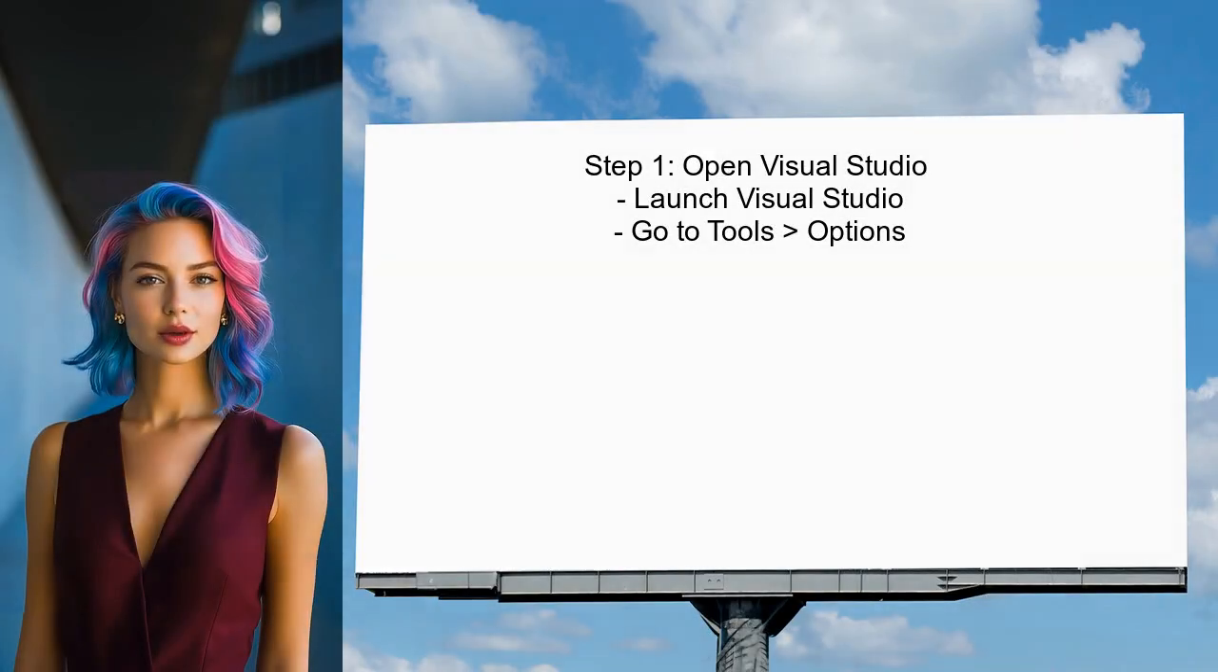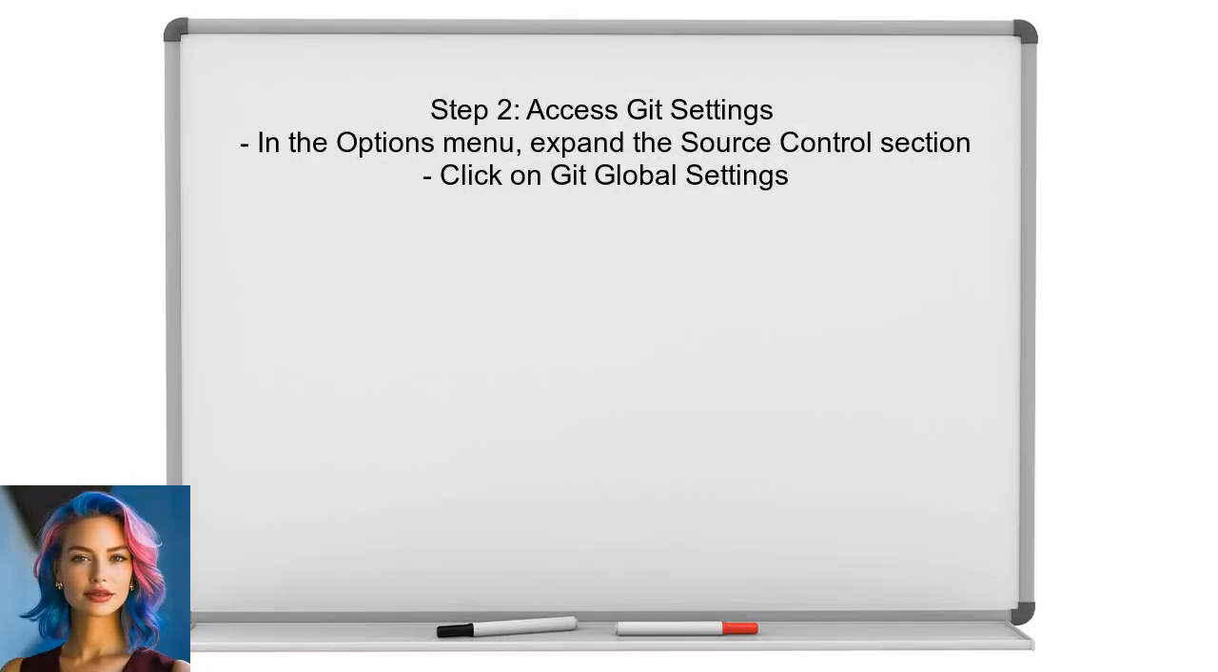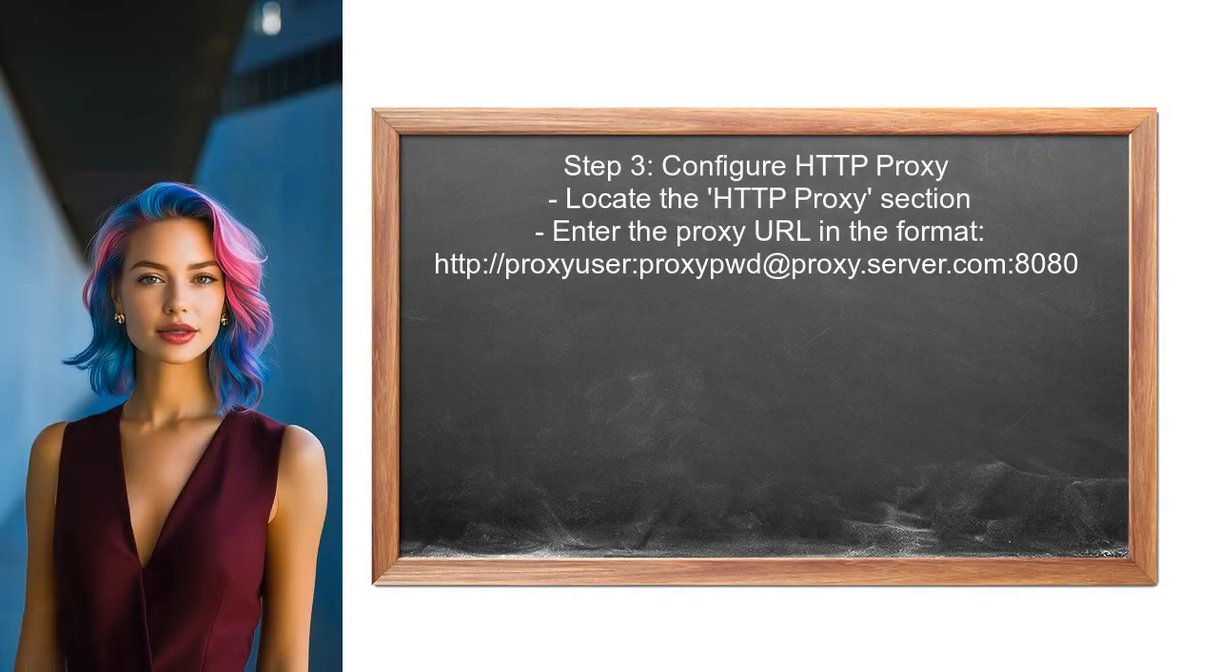To set the proxy for the Microsoft Git Provider in Visual Studio, the user should first open Visual Studio and navigate to the settings. Next, the user needs to find the Git settings within the Options menu. This is where they can configure the proxy settings. Now the user should look for the HTTP proxy section. Here they can enter the proxy details.